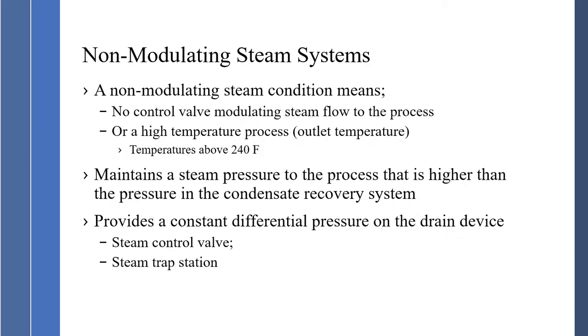A non-modulating steam condition means no control valve modulating the steam to the process, or a high temperature process. Outlet temperatures, typically we call temperatures above 240 degrees. This maintains a steam pressure to the process that is higher than the pressure in the condensate recovery system, if we're running a pressurized condensate system. It provides a constant differential pressure across the drain device. The drain device can be a condensate, steam control valve, or steam trap station.